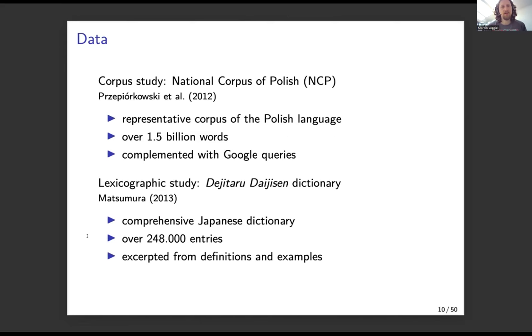So the data we're going to present is based on a generalization that we reached by looking at two data sources. The first one is the National Corpus of Polish, which is a representative corpus of this language, and we complemented the corpus study with a number of Google queries. What we're going to present from Japanese comes from the Digital Daijisen dictionary, which is a comprehensive Japanese dictionary, and we collected the data from definitions and examples in the lexical entries.